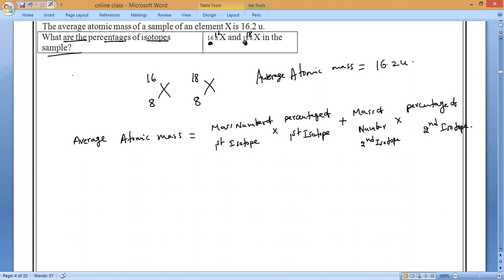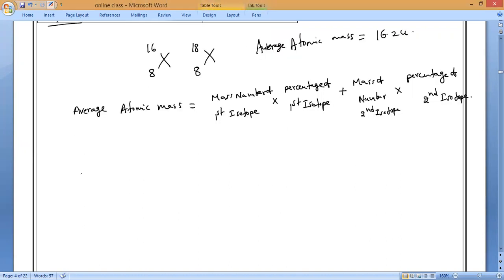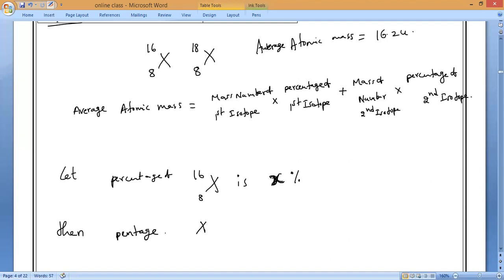Now you can see, in the question they are asking for the percentages of isotopes only. So what we don't know, we'll assume as what in mathematics? X. We all know the total percentage. Now let the percentage of X 18, 16, 8, 16 be X percent. Then what is the percentage of the second isotope? 100 minus X.